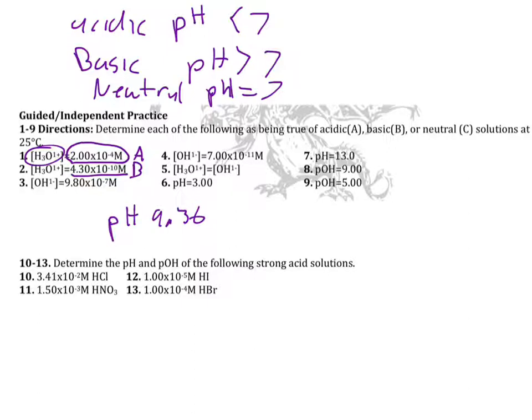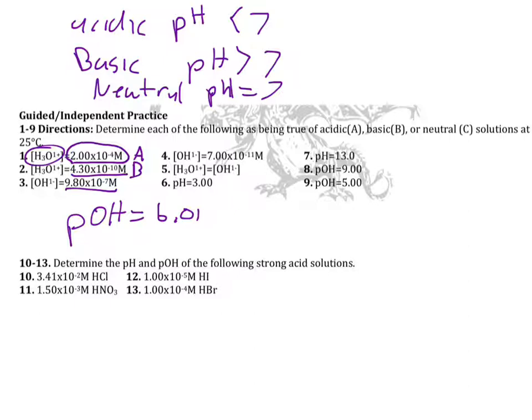All right, the next one, again, you take the negative log of this, but when you take the negative log of that, that's not going to give you pH, that's going to give you pOH. Because what is that the concentration of? It's the concentration of hydroxide. So that's going to end up giving you a pOH of about 6.01.